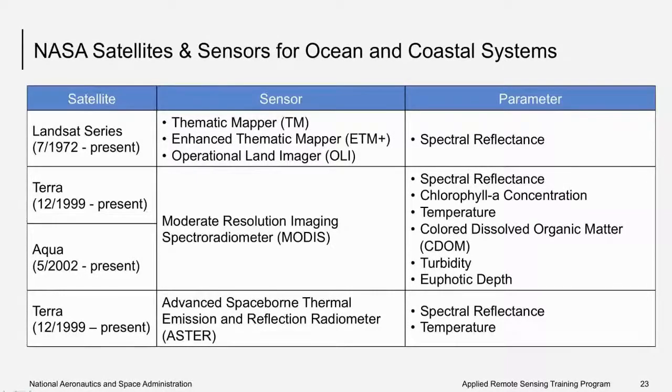The Terra and Aqua satellites each host a Moderate Resolution Imaging Spectroradiometer, or MODIS, which senses both reflected visible radiance and emitted thermal energy. MODIS is used for land, ocean, and atmospheric applications and used to infer several parameters or data products useful for understanding ocean biology, carbon dynamics, and circulation.